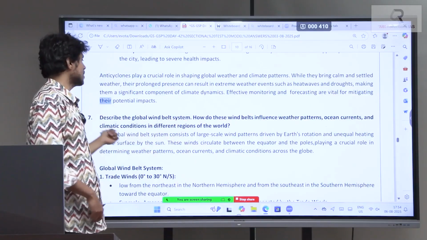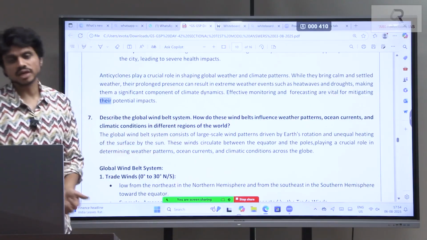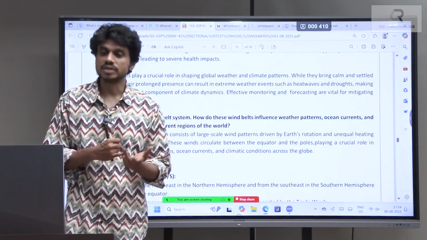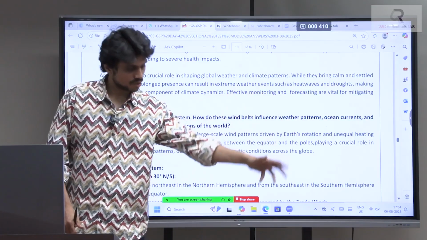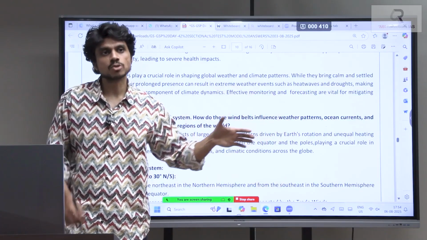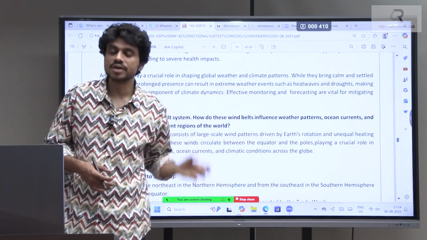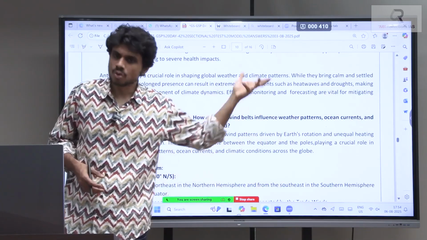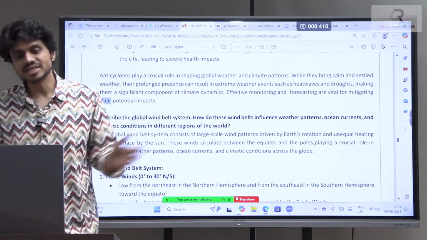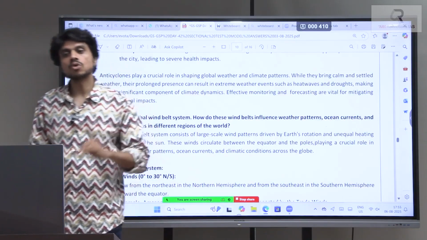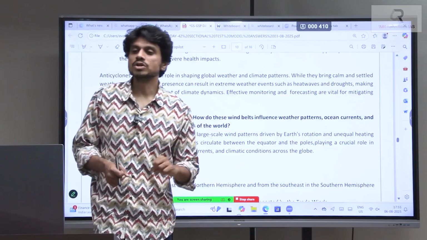Okay, then climatic conditions in the different regions, again you have to talk about all those things I discussed earlier. Okay, so they play the role in the distribution of the temperature. For suppose cold air mass is bringing the cold air conditions. Cold wind brings the cold component of temperature. So they are playing the role of exchange of the heat. They are playing the role of movement of the water moisture.